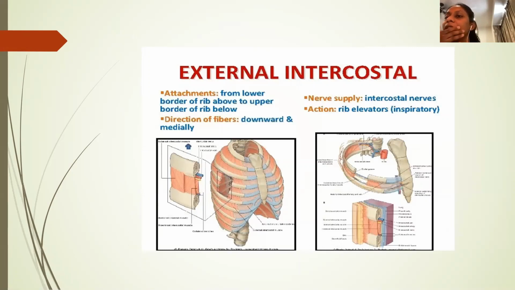Okay, so the external intercostal muscle is attached from the lower border of the rib above to the upper border of the rib below, and it runs in a downward and medial direction. It is supplied by the intercostal nerve, and it acts to elevate the rib during inspiration.